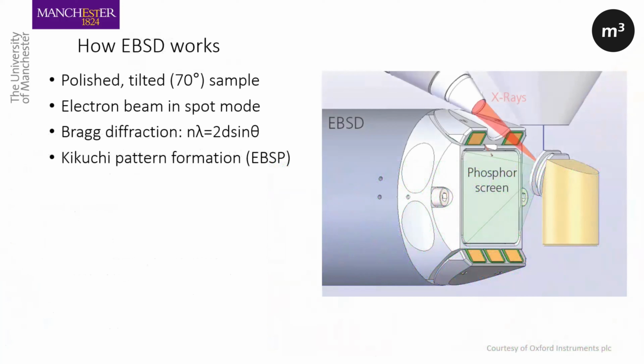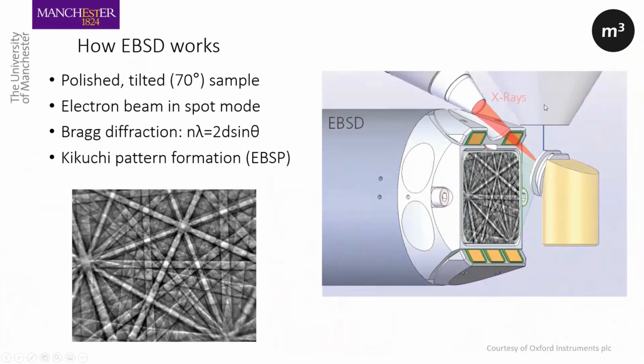So you have a polished sample, you tilt the sample to 70 degrees, and then you put an electron beam down in spot mode and you get a pattern. And the patterns are formed by Bragg law, of course, where it forms these Kikuchi patterns.